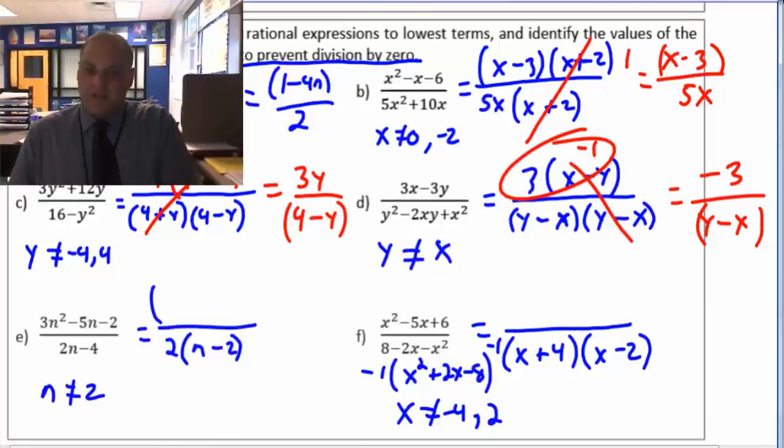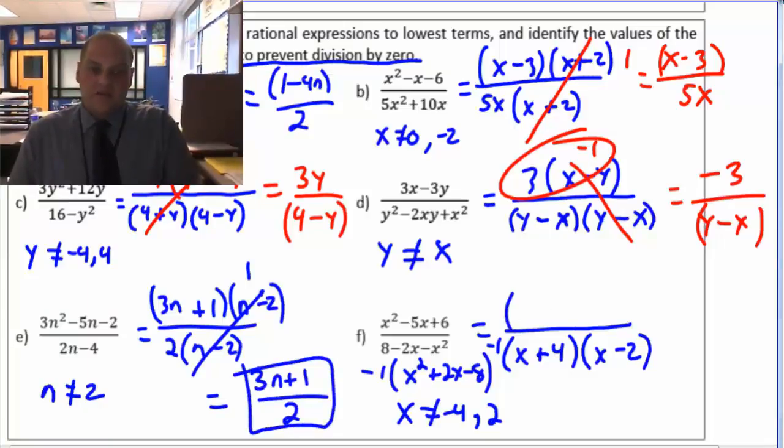This is going to be 3n and n, and then 2 and 1, and minus and plus. N minus 2 over n minus 2 is 1. And that leaves us with 3n plus 1 over 2.